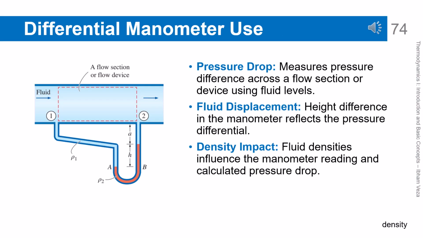Differential manometer use. A differential manometer is used to measure the pressure drop between 2 points in a system. This pressure difference is indicated by the difference in fluid column heights. The density of the fluid used affects the sensitivity of the instrument. With this device, pressure differences in pipes or equipment can be analyzed. This principle is very important in flow measurements.